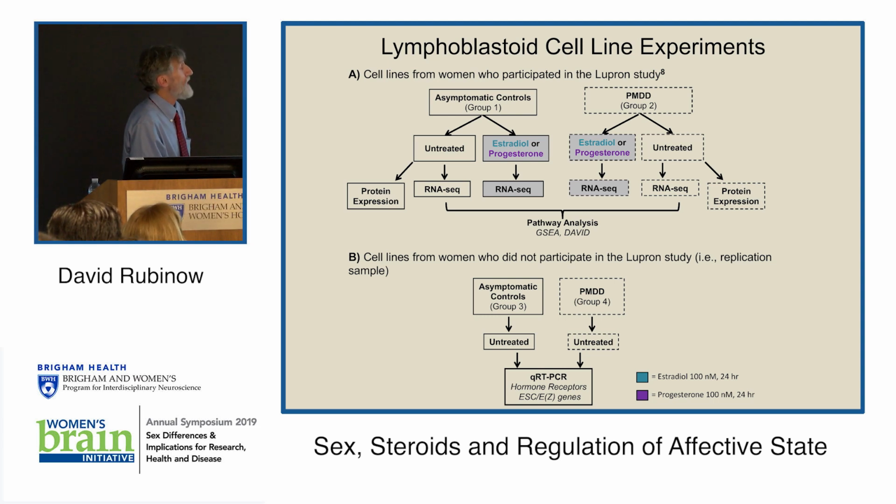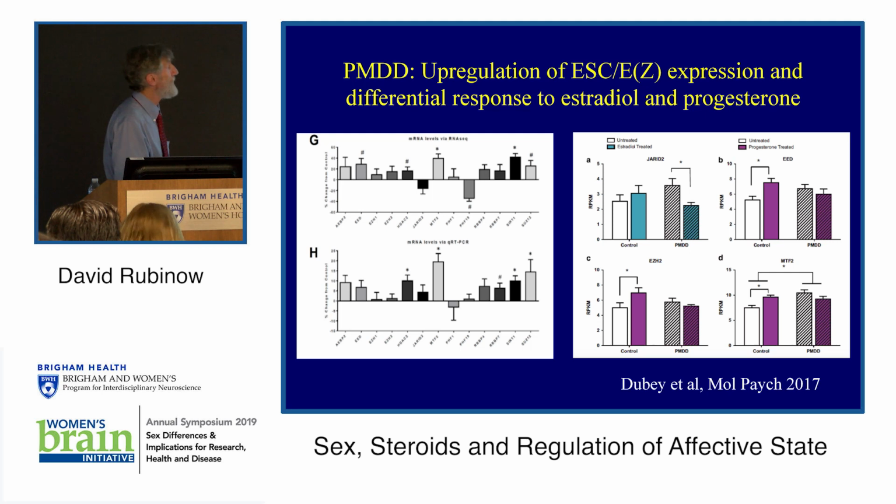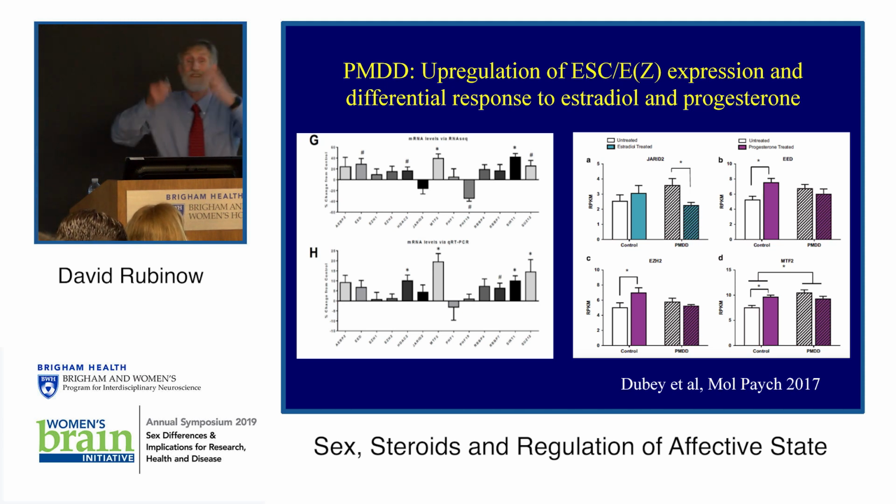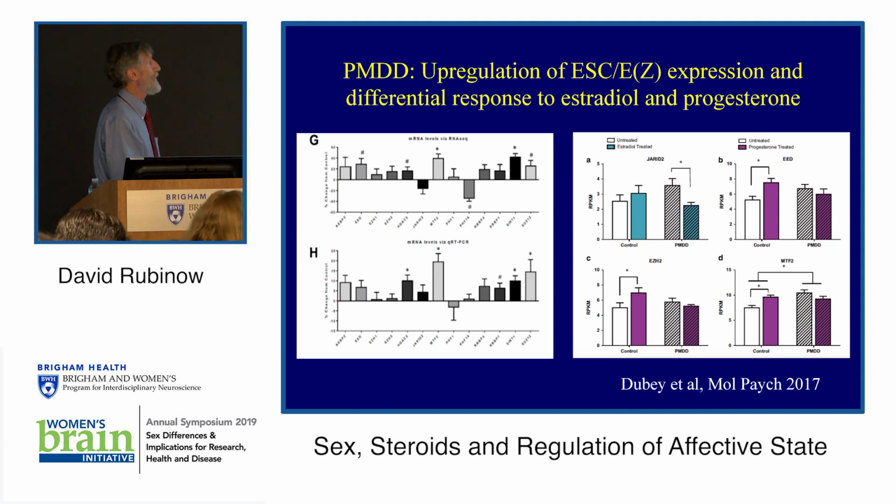And then, once the pathway analysis was performed, this study was replicated in another group of women with PMDD and controls using qRT-PCR. And as one example of the pathways identified, which to me is very, very interesting, is this ESC-Z pathway, which is part of the polycomb repressor complex that is responsible for these epigenetic methylations that you heard about. And these tend to almost all be upregulated, about half of them significantly so, in both the original and the replication study in the women with PMDD.